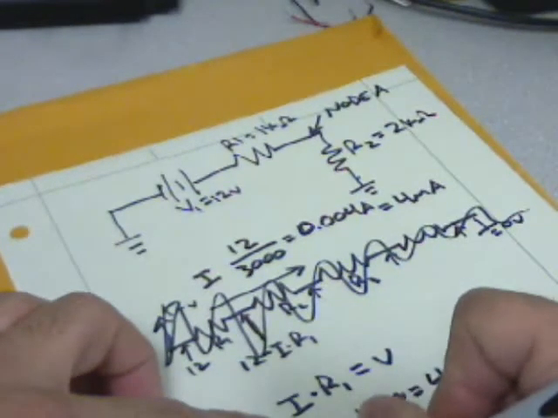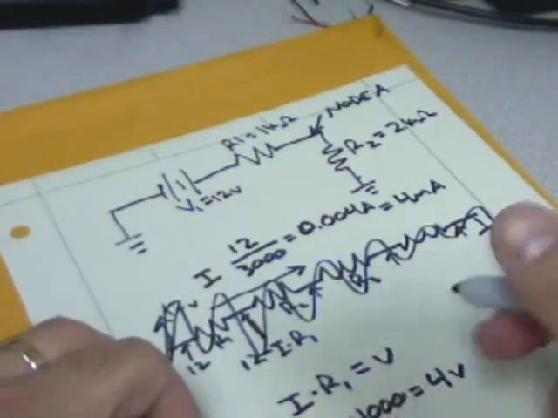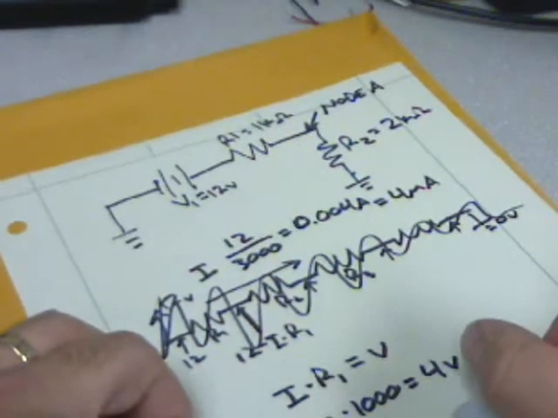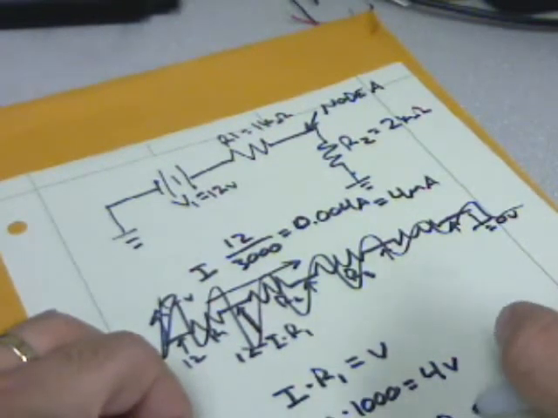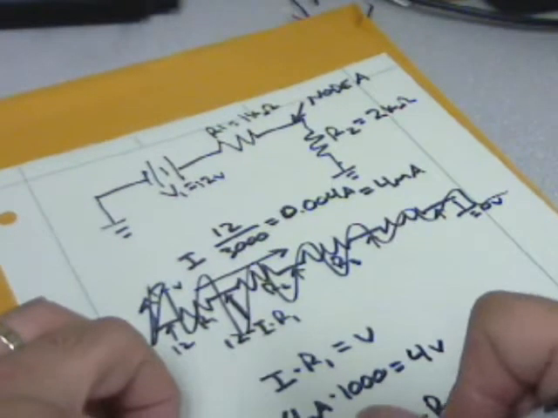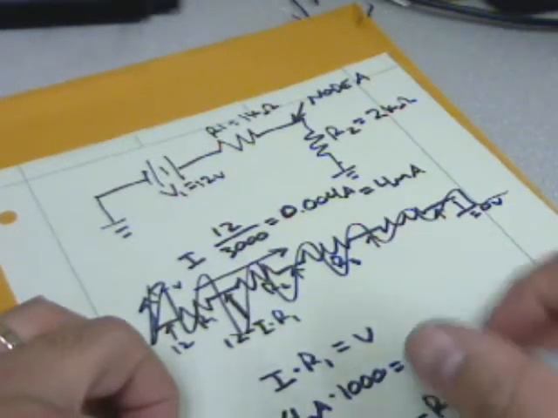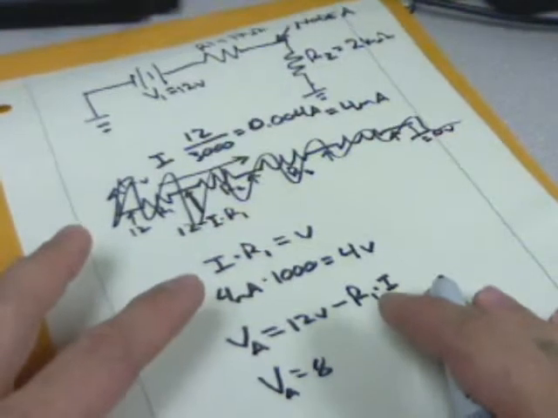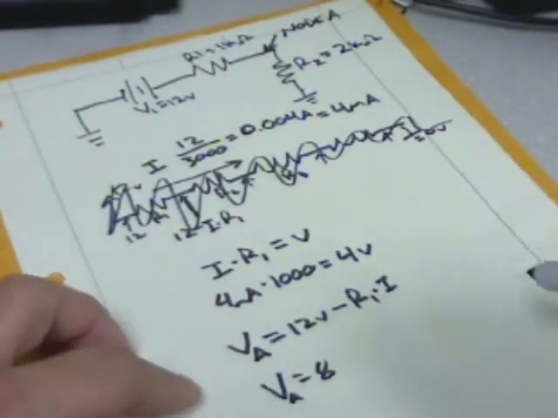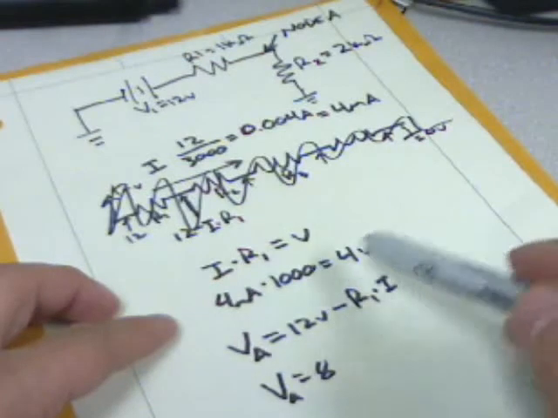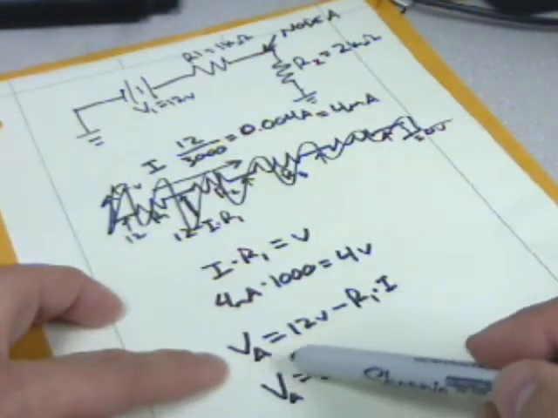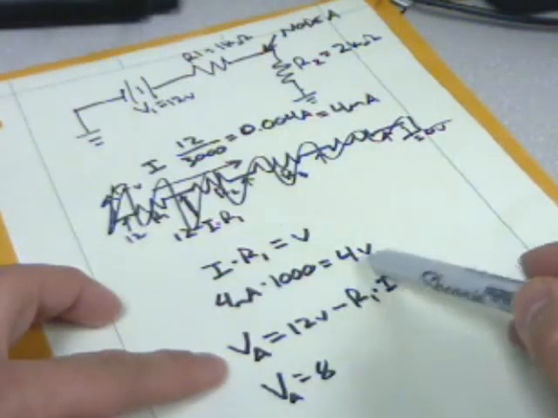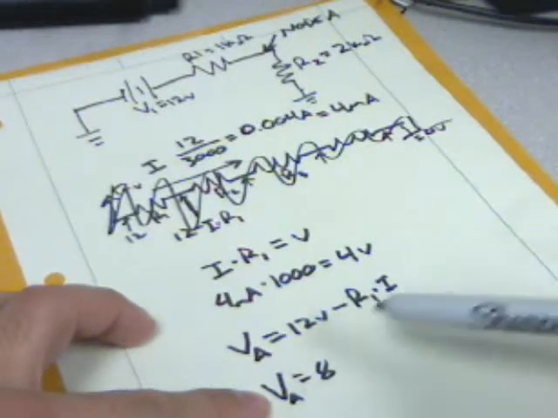So V at A is equal to 12 volts minus the voltage drop, R1 times I. And so VA equals 8. We had the voltage drop of 4 volts, and we plug it into our equation to find VA: 12 volts minus the 4 volts we just calculated, and the remaining is 8 volts.